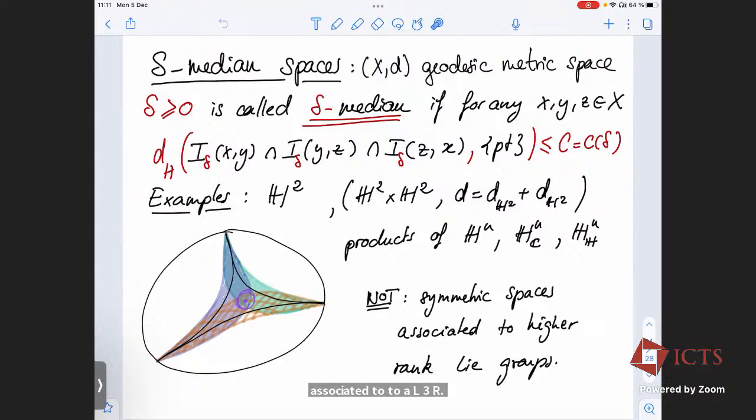So in itself, with the symmetric distance, it will not be delta median because it will contain those Euclidean planes and it's uniquely geodesic, so it's no chance. But we could imagine that you can, as you do with H2 cross H2, not put the symmetric distance, you're just putting the sum of the distances, which is not the metric you get from the symmetric space. All right, so plan for the talk.